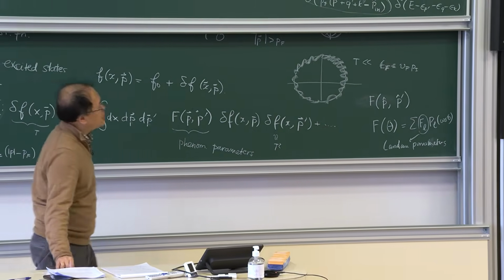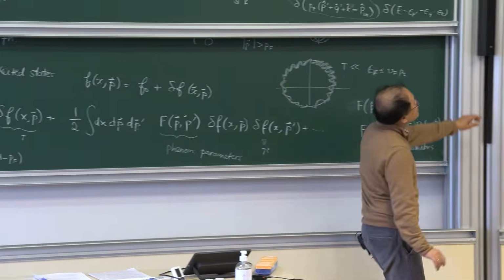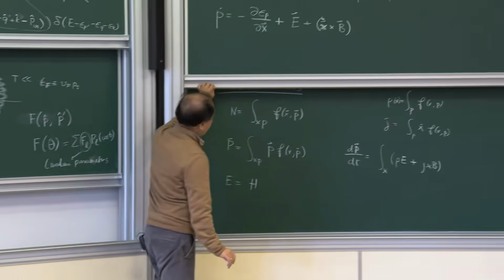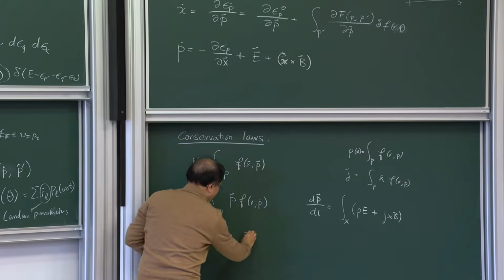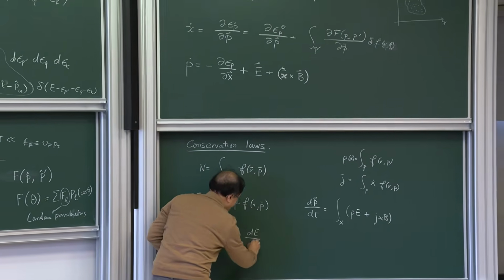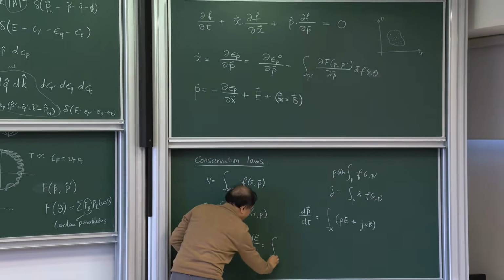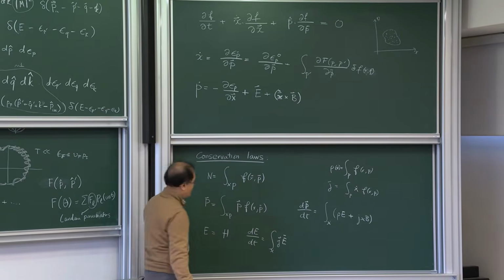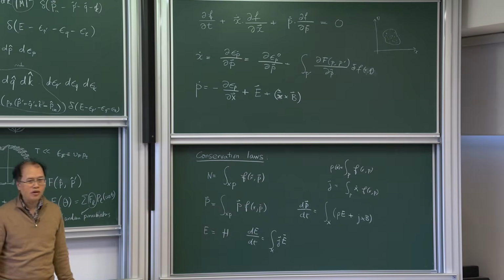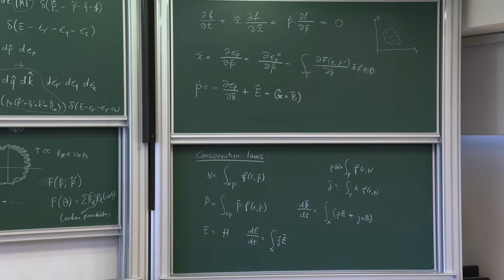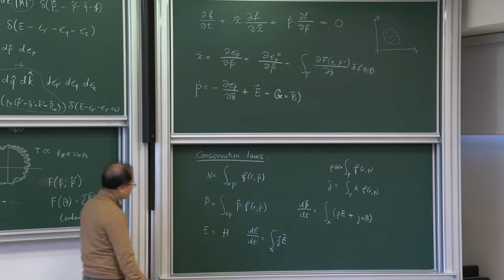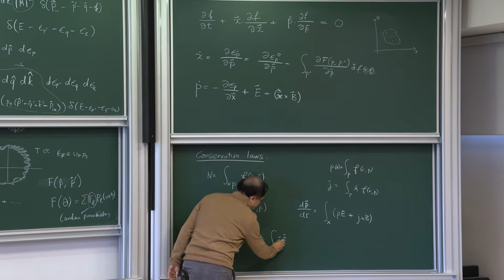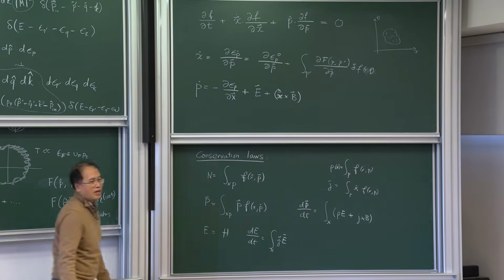And the fact that energy is conserved: this energy is not exactly conserved in the external field. One can show that the change of energy is equal to the ohmic heat, that is J dot E, that appears. So the conservation equations are as one would expect.